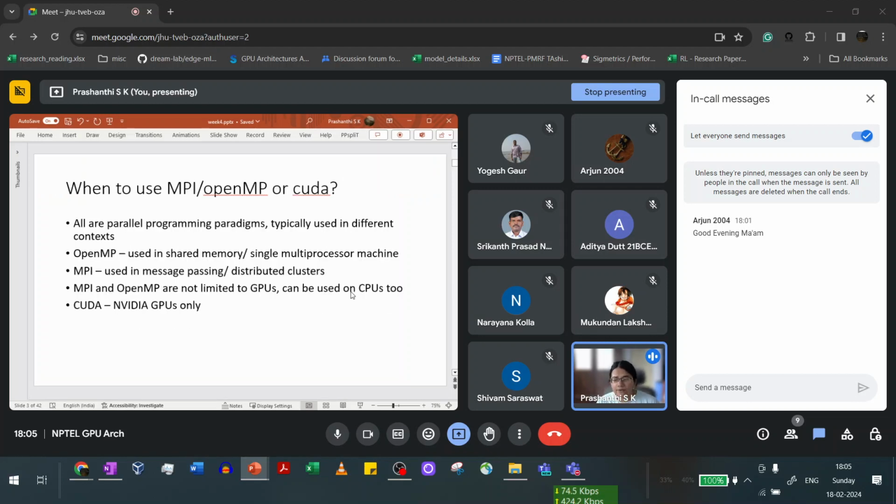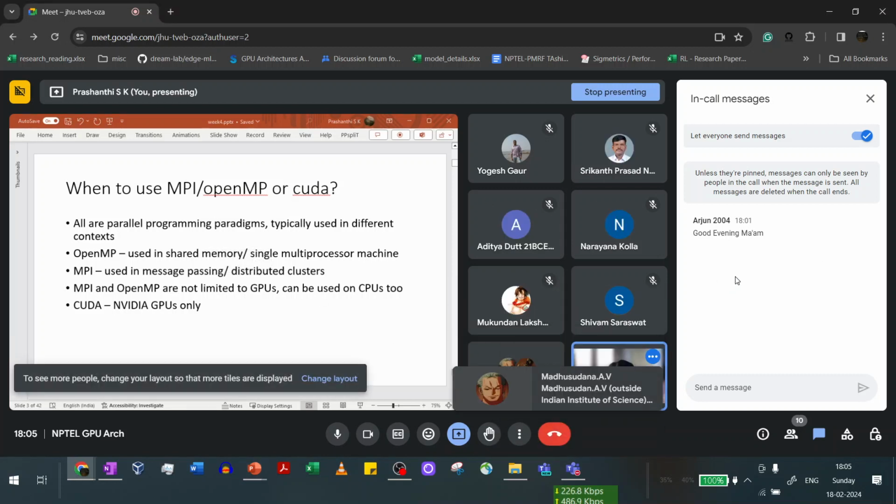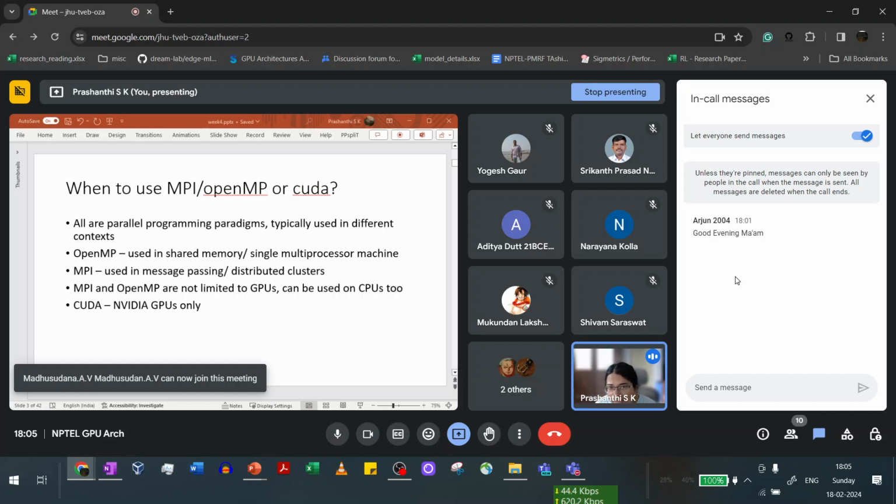So one of the questions I got last week was, when do we use MPI or OpenMP versus CUDA, right? All of these are parallel programming paradigms, but they're typically used in different contexts. Now, OpenMP and MPI, when they came about, were primarily intended for usage in a CPU cluster, right? But now, of course, all of them support GPUs too.